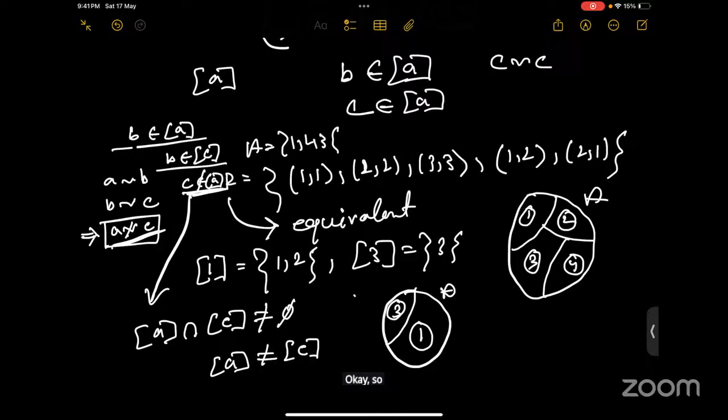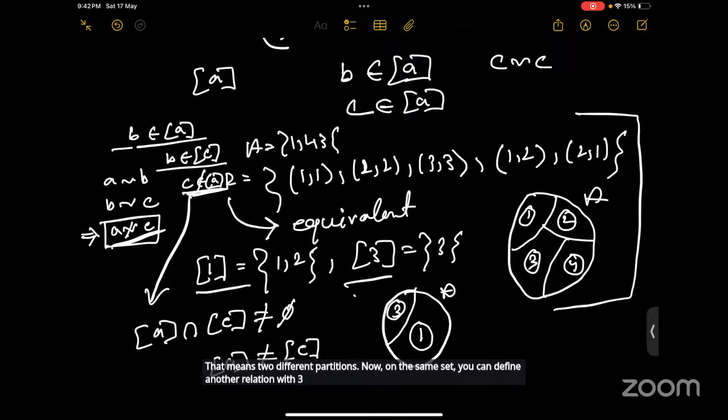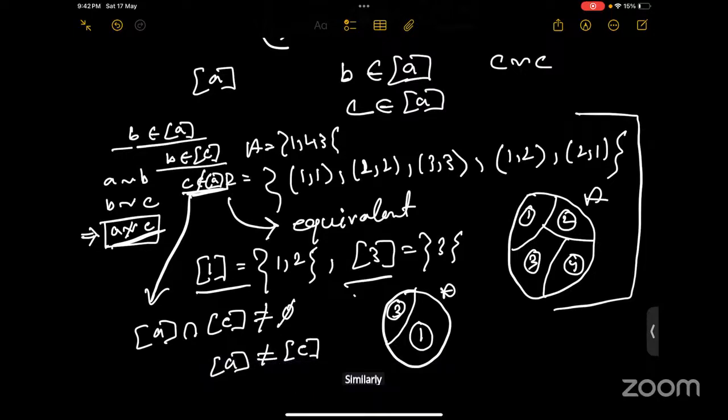Okay, so you have to check the relations here. Here we can see that there were 2 different equivalence classes, right? That means 2 different partitions. Now on the same set, you can define another relation with 3 partitions. Similarly, you can define another relation with 1 single partition. So all are possibilities. On a set, you can define several types of partitions depending upon the equivalence relation.